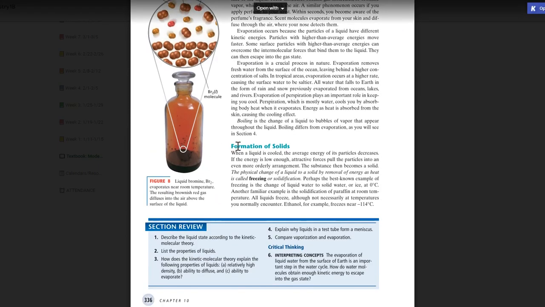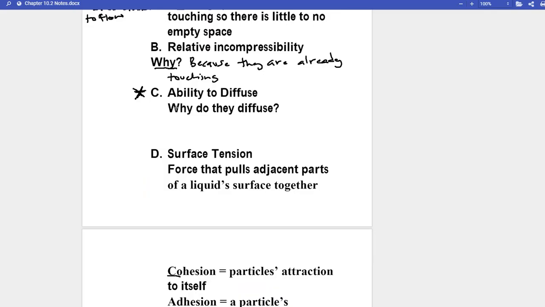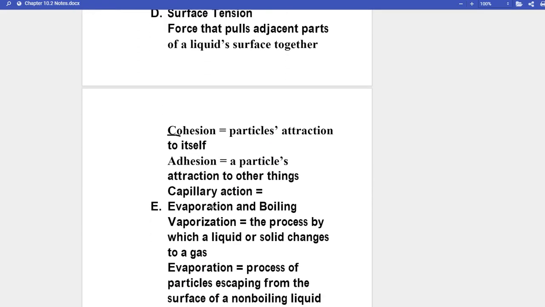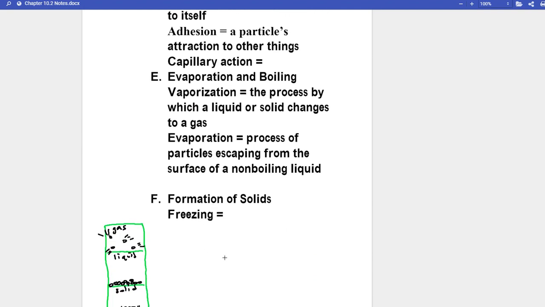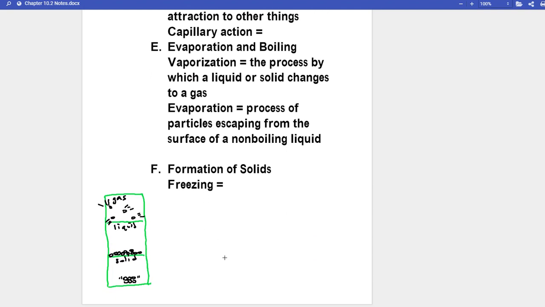And we left off right here with formation of solids. So this is 10.2. We talked about all these things, and we have to write down the very last little bit, formation of solids. Freezing is a liquid changing to a solid. Okay, and we will also come back to this as well today. Okay, so that was the last little bit of 10.2.